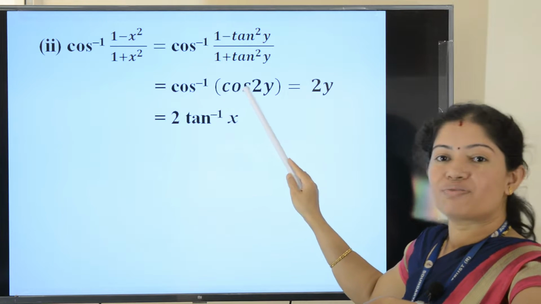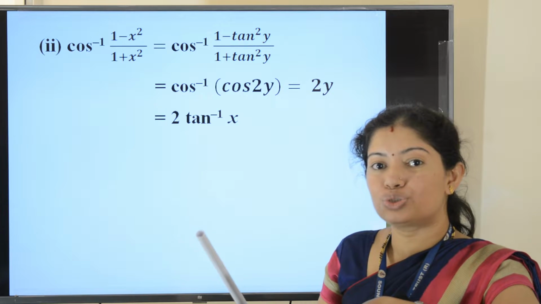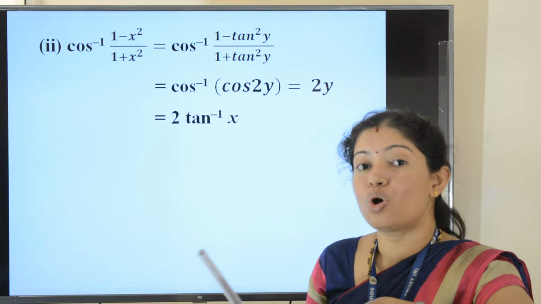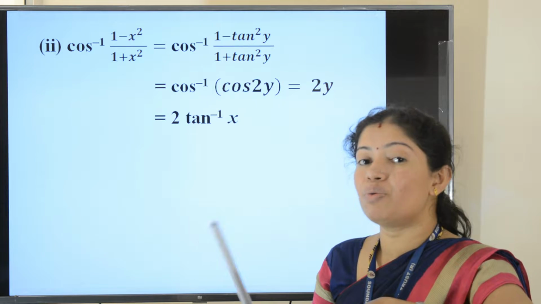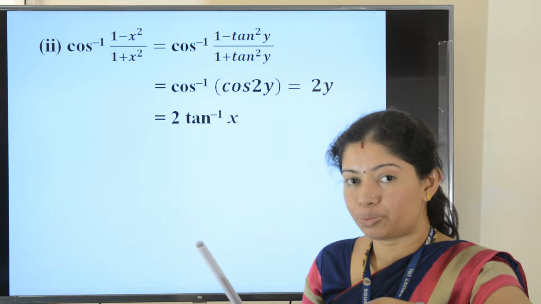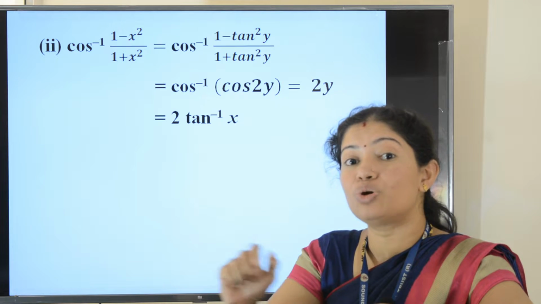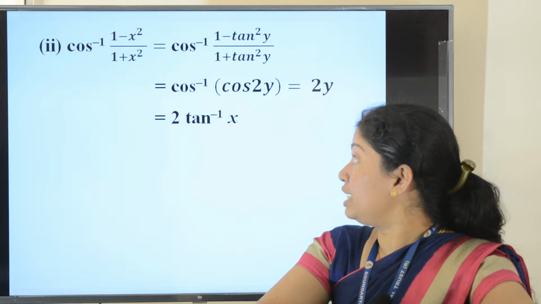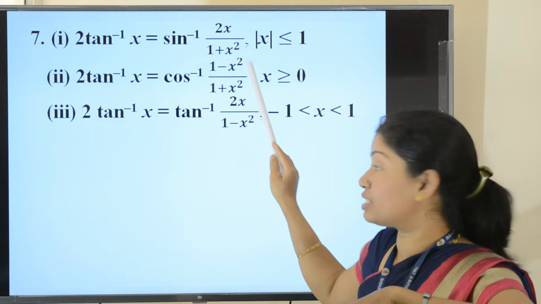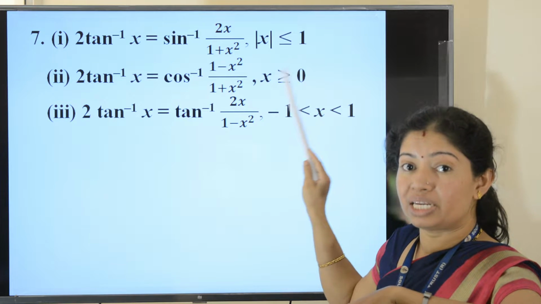Here you can write cos inverse of cos 2y as 2y, provided this 2y should be in the range. What is that range? 2y should belong to closed interval 0 to pi. So if 2y belongs to closed interval 0 to pi, then y belongs to closed interval 0 to pi by 2. What is our y? Y is tan inverse of x. So tan inverse of x belongs to closed interval 0 to pi by 2 means x belongs to 0 to infinity. If you see the graph of tan inverse, it is from 0 to infinity, means all positive values. So the condition for the second result is, you can write 2 tan inverse of x as cos inverse of 1 minus x square divided by 1 plus x square, provided x is greater than or equal to 0. X is a positive real number.